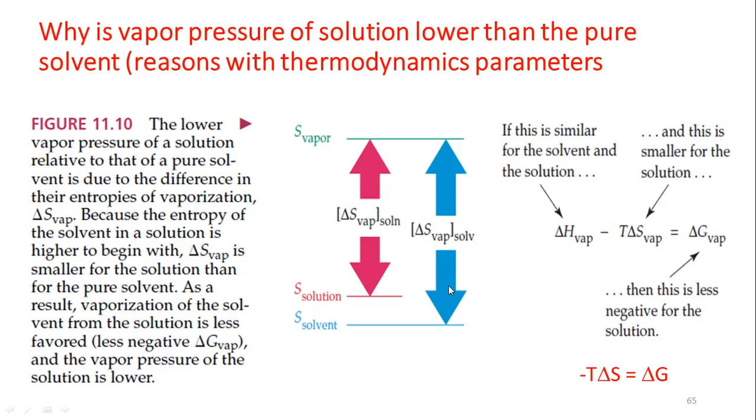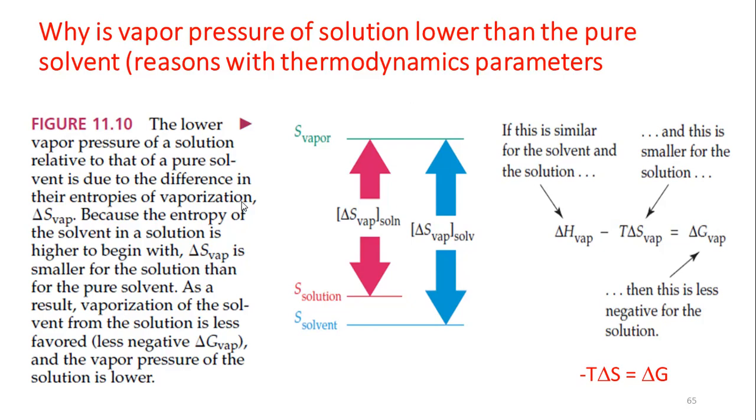Actually, we are going to explain the lowering of the vapor pressure of the solution. Vapor pressure of the solution means the vapor pressure of the solvent present in the solution, as compared to the pure solvent, because always the solvent is going to evaporate. The solute is not going to evaporate, because we have taken a non-volatile solute.